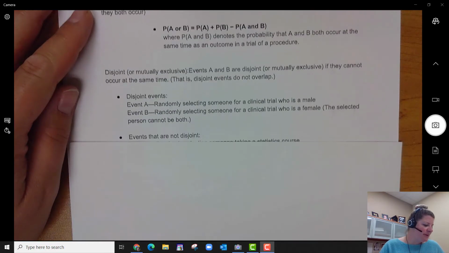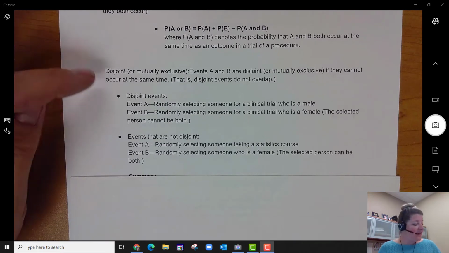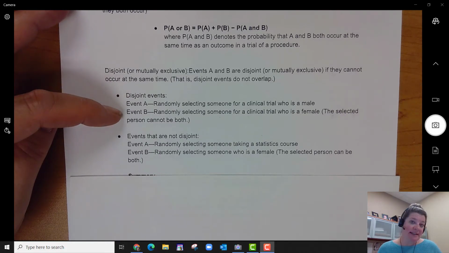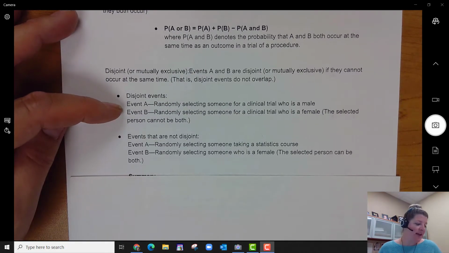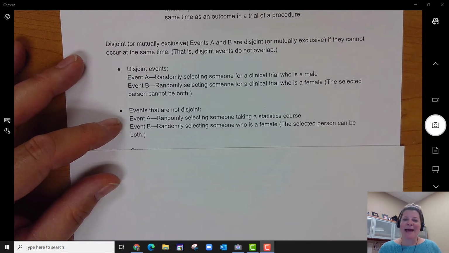So here's some ideas of that. Disjoint sets: say event A is randomly selecting someone for a clinical trial who is male. Event B is randomly selecting someone for a clinical trial who is female. Can you have both? No, there's nothing in common. You're either a male or a female. There's no overlap. You cannot be both.